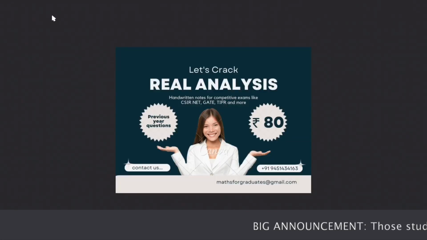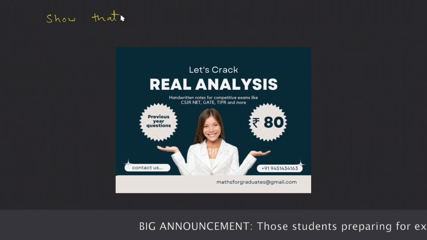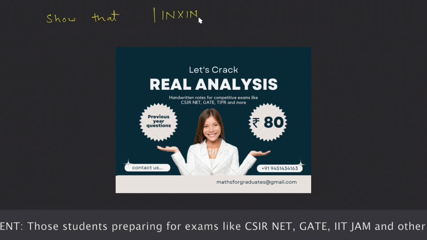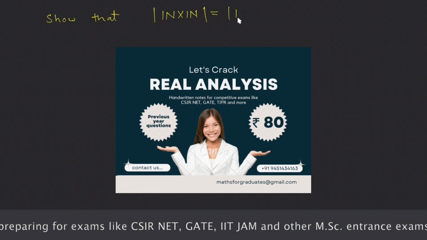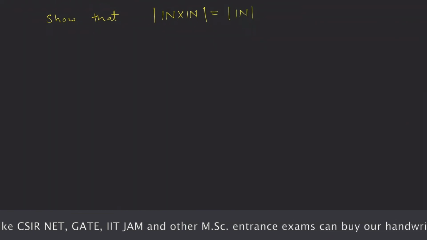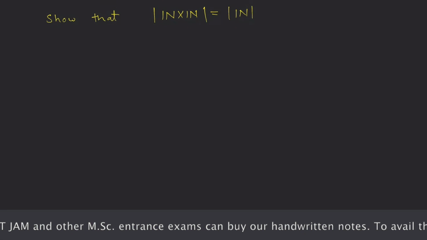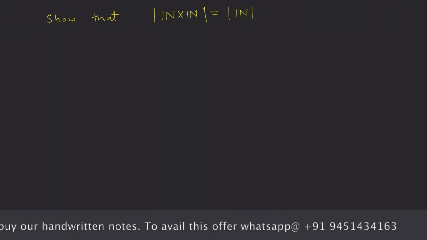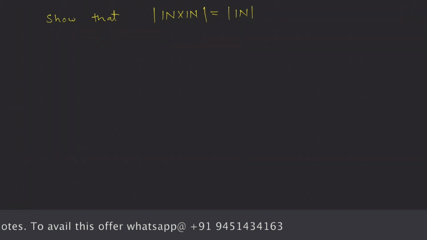Today we'll show that the cardinality of set N cross N is equal to the cardinality of set N. That means the Cartesian product of two natural number sets has the same cardinality as the set of natural numbers.